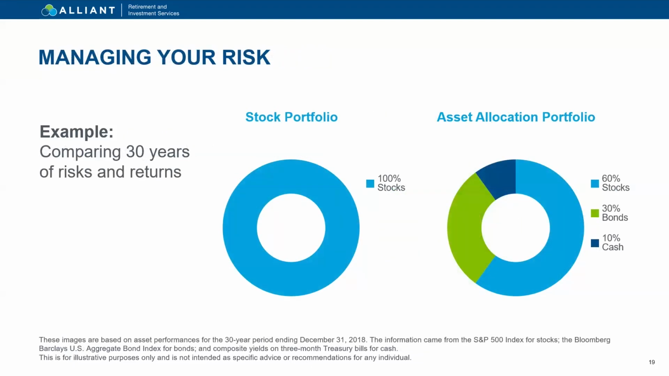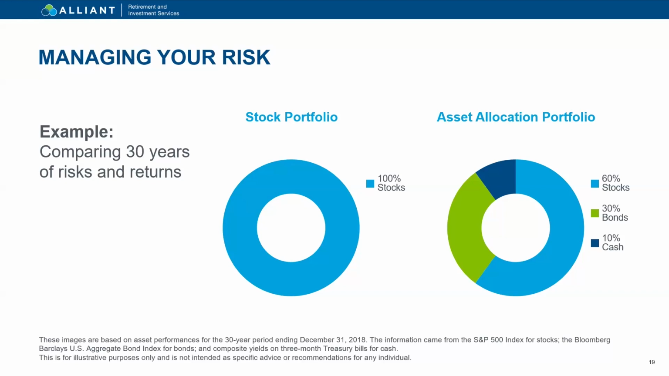Okay, let's talk about risk and how you might want to manage it. These two charts give you an idea of two sample portfolios and their performance over the same 30-year period. So on the left, we have 100% stocks, and over 30 years, that portfolio generated just under 10% a year. And then the risk level, so you can measure risk, and that number was 17.2%. So the higher the number, the higher the risk.